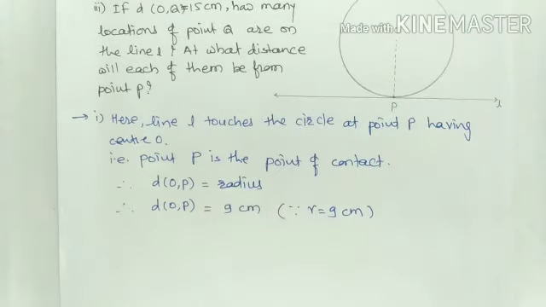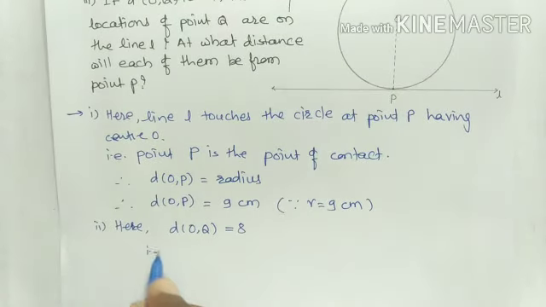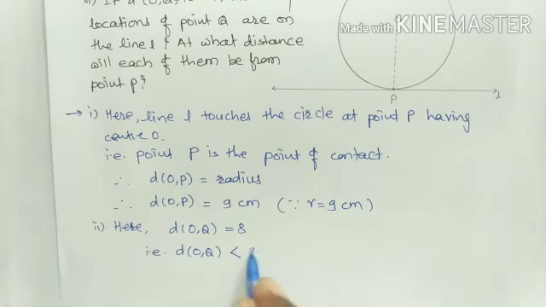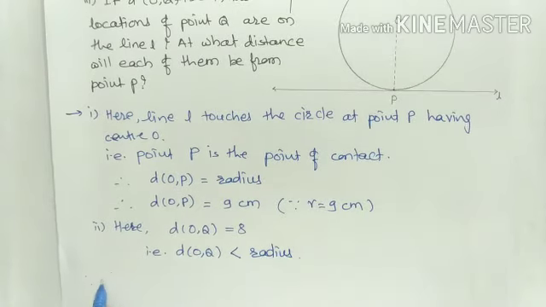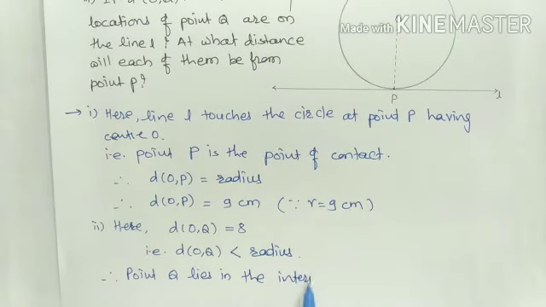So here we write: distance OQ equals 8, that is, and therefore distance OQ is less than the radius of the circle, and therefore point Q lies in the interior of the circle.